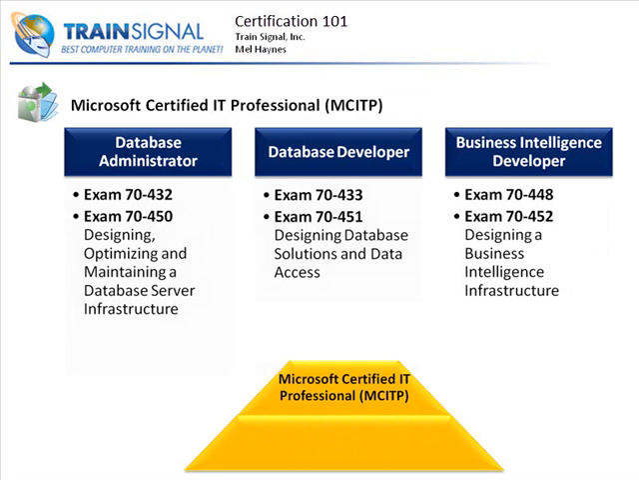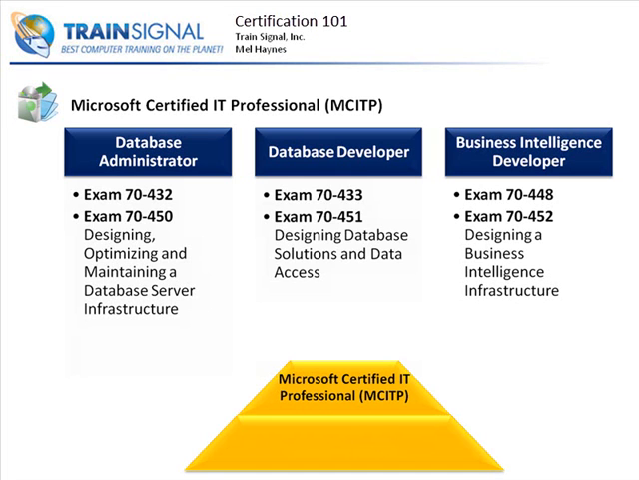Moving up one level, however, once you've finished the MCTS, you can move on to the Microsoft Certified IT Professional, which requires you to not just pass the previous exams, the 432, the 433, and the 448, but then to go on in your track and pass an additional exam. So if you've done the database administrator track and you've already done the 70-432, going on to do the exam 70-450 will put you at the MCITP level.